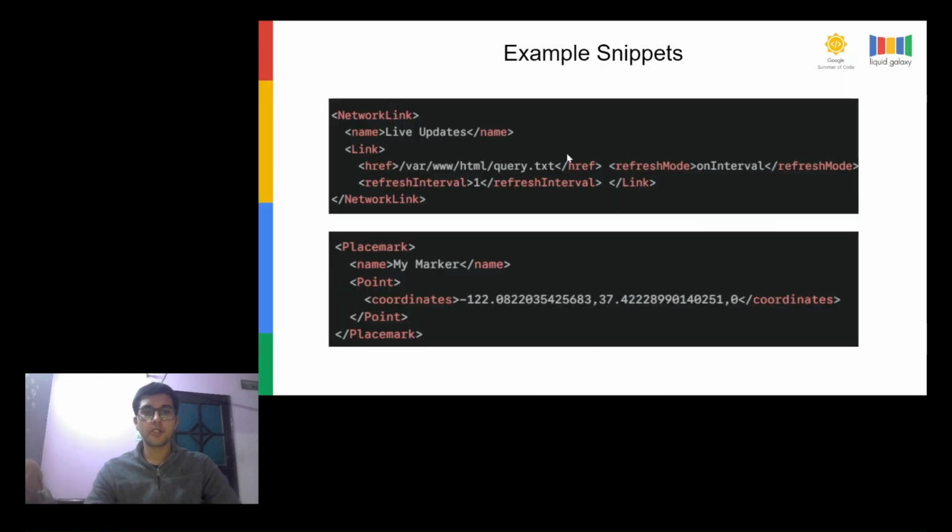Here are some example snippets. So here we are using a NetworkLink. We have named it live updates. This is the Link tag. In here, this is the link that we are referencing. The refresh mode is onInterval and the refresh interval is 1, and here's the closing tag. Similarly, here's an example snippet of how Placemark is used. This is the name of the placemark, my marker, and these are the coordinates.